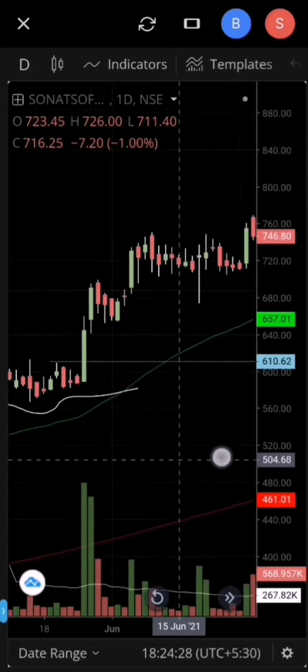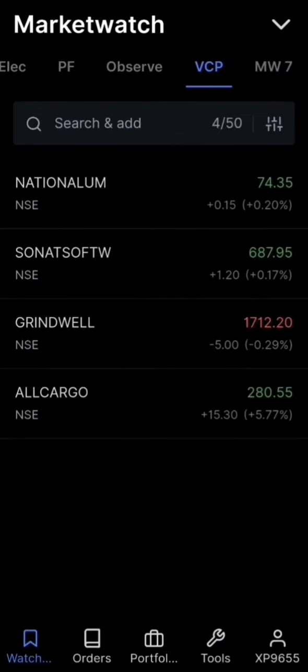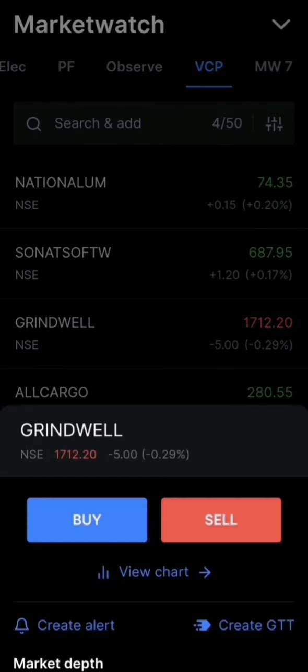So this is the benefit of the volatility contraction pattern. As I said earlier, it appreciates the capital in a very rapid way. Let's take another example, Grindwell Norton.